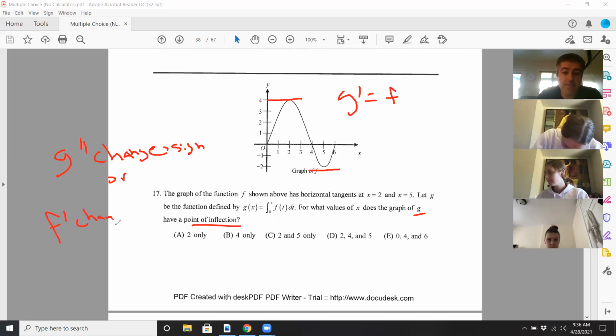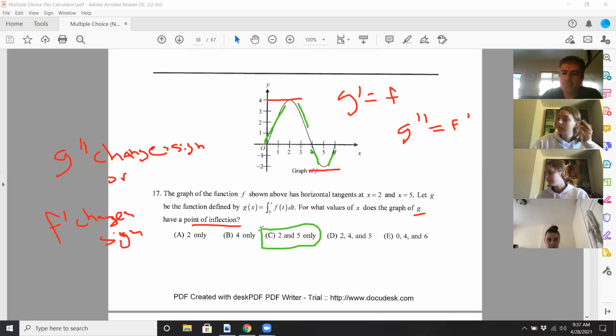So I have to look at tangent lines on the F graph. Before, I was looking at y values, I was dealing with G prime and F. Now I'm dealing with G double prime and F prime. So I'm looking for F prime to change sign. Well, right now, from 0 to 2, my tangent lines are positive, then they become negative. Then they're negative before I get to 5, then positive after 5. So F prime changes sign twice, at 2 and 5. And so that's why the answer is just, sorry, just C. So that's all you do for that one. So it's C for 17.